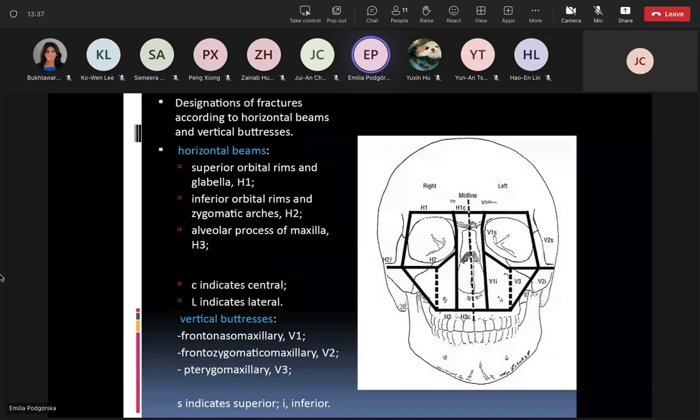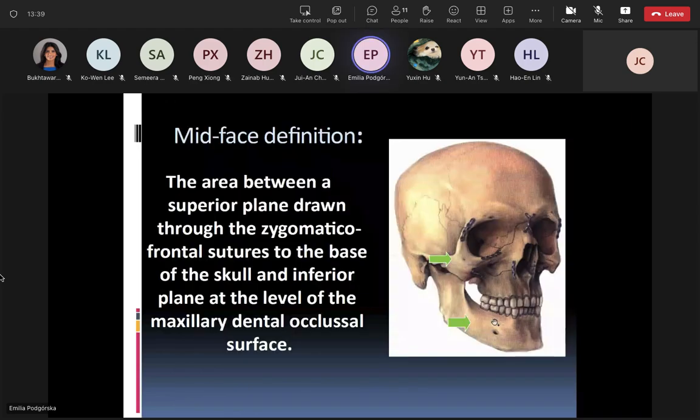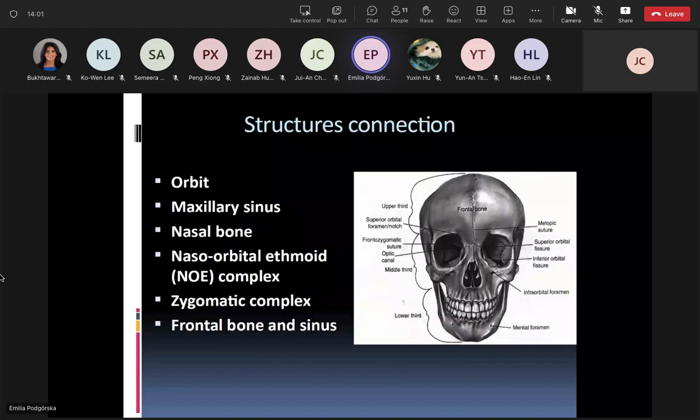Mid-face definition. This is the area between a superior plane drawn through the zygomatico-frontal suture to the base of the skull and an inferior plane at the level of the maxillary dental occlusal surface. Structure connections: orbit, maxillary sinus, nasal bone, nasal orbital ethmoidal complex, zygomatic complex, and frontal bone and sinus.